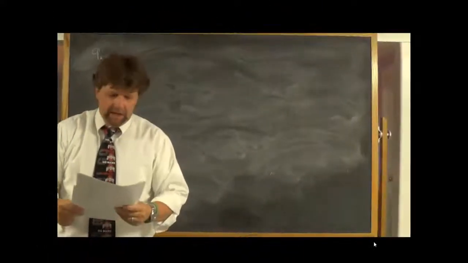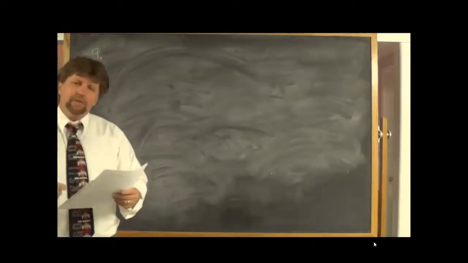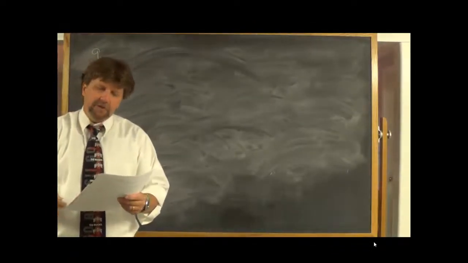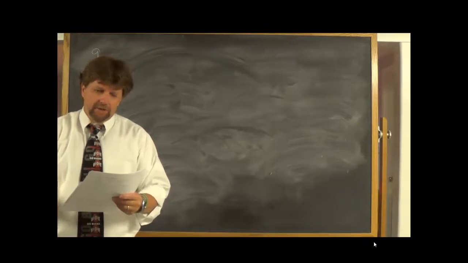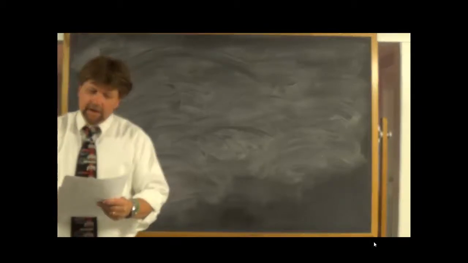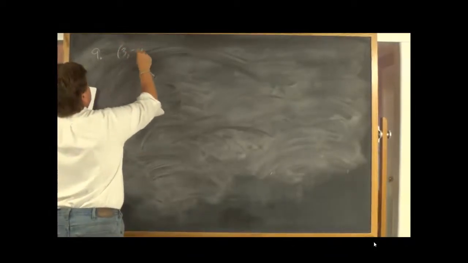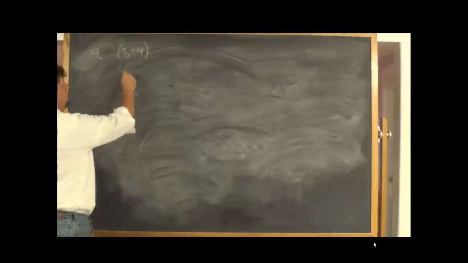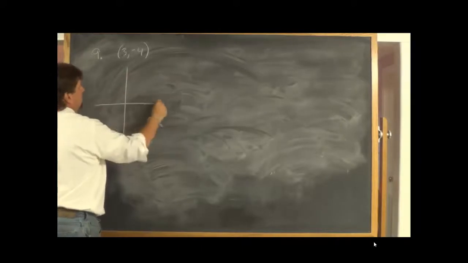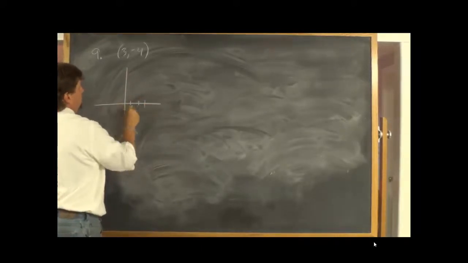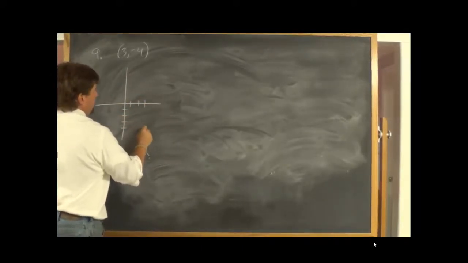All right, hey, for number 9, I gave you the point that's on the terminal side of an angle, and I ask you to determine exactly the 6 trigonometric function values of the angle theta. And the point that I give you is the point (3, -4). Well, if we just simply plot that point, down here's the point (3, -4).